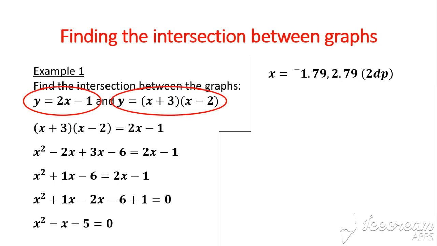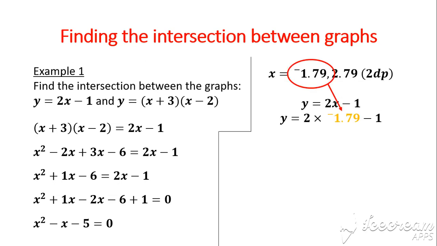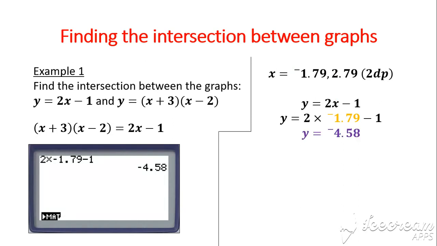All right. Now we need to pick any of these graphs. I like to pick the easiest one, which is the y equal to 2x minus 1, the straight line graph. What I'm going to do is take my first x solution and substitute it into my y equal to 2x minus 1 rule. So I'm going to get y is equal to 2 times negative 1.79 subtract 1. And that'll give me an answer of negative 4.58. So my coordinate for my first intersection point is the x value is negative 1.79 and my y value is negative 4.58.